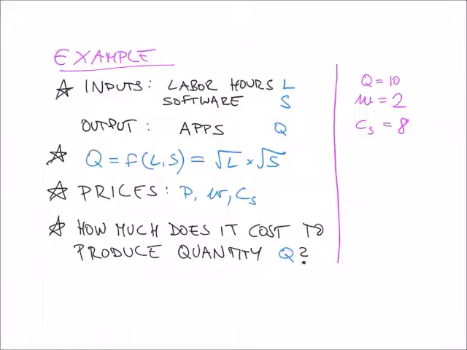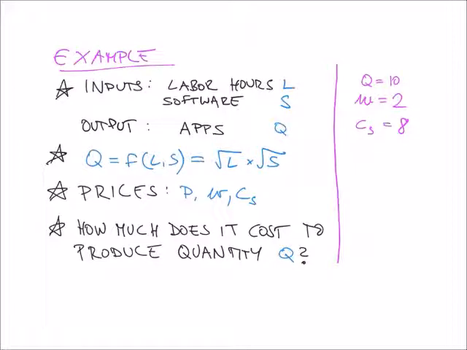And my question is, how much does it cost to produce some given quantity Q? That's how we need to understand going from technology to cost function. So let's start with a really specific example. We want to produce 10 units of output, and wages are set at 2, cost of software is 8.